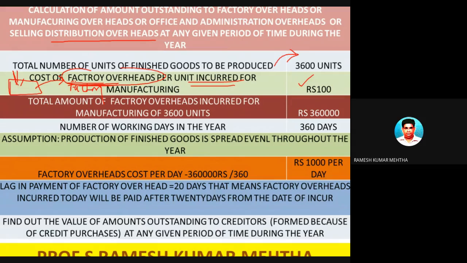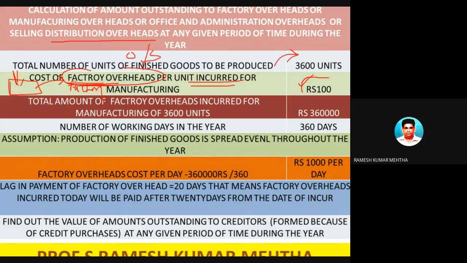So factory overheads can be factory rent or factory salary. Once rent is incurred, you will not pay on the same day, you will pay after 30 days. Or salary incurred today, you will not pay on the same day, you will pay after 30 days. That is called outstanding. So we are finding out, at any given period of time, the total amount of outstanding factory overheads or selling and distribution overheads or wages or salaries or any expenditure of that kind or office and administration overheads at any given period of time.